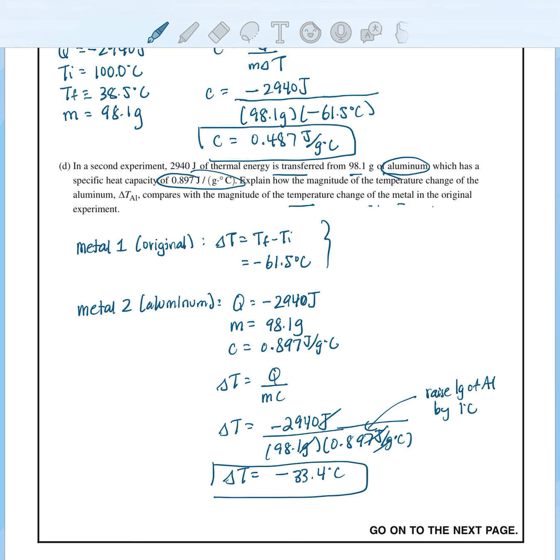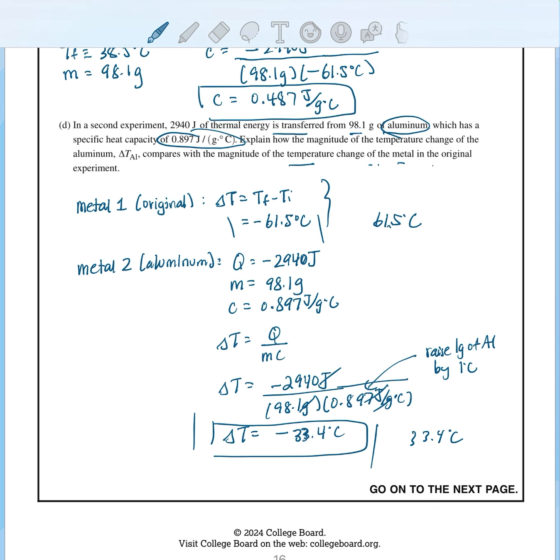Now, if you look at the AP answer key, when they did this, they took the absolute value of each of these answers. So for example, they took the absolute value of this and just said delta T of the original metal was 61.5 degrees Celsius. And if I take the absolute value of this, the delta T of the aluminum is 33.4 degrees Celsius. That makes it a little bit easier to analyze. So what we can say is that the aluminum will give you a smaller delta T than the original metal.